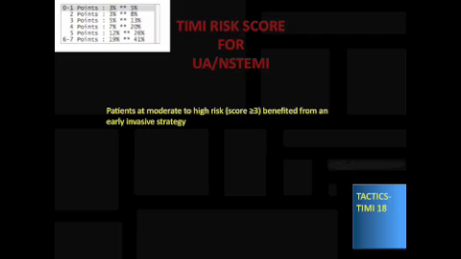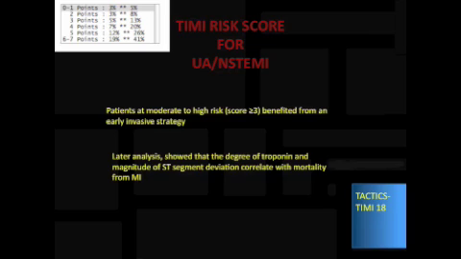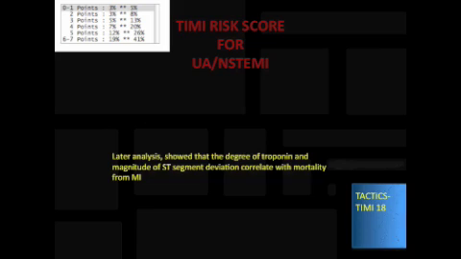Now more importantly, we can also make therapeutic decisions based on this score. So for example, it was shown that patients with moderate to high risk, meaning a score greater than or equal to 3, benefited from an early invasive strategy such as PCI. A later analysis from that same study showed that the degree of troponin elevation and magnitude of ST segment deviation correlated with mortality from MI.